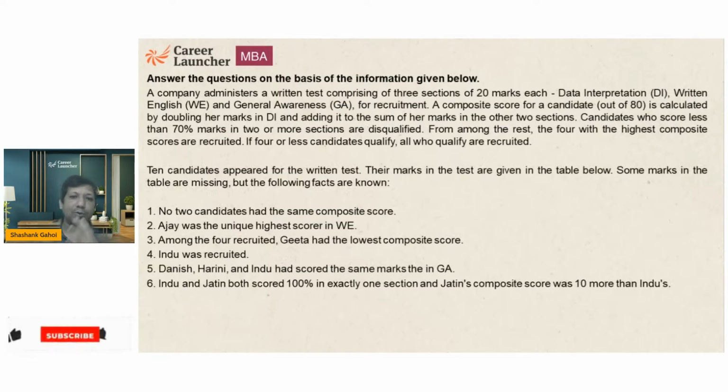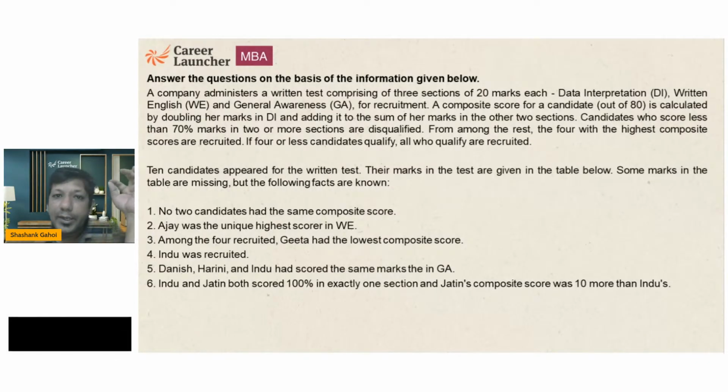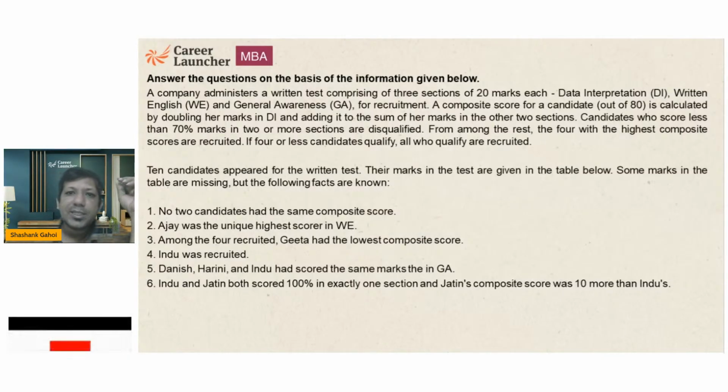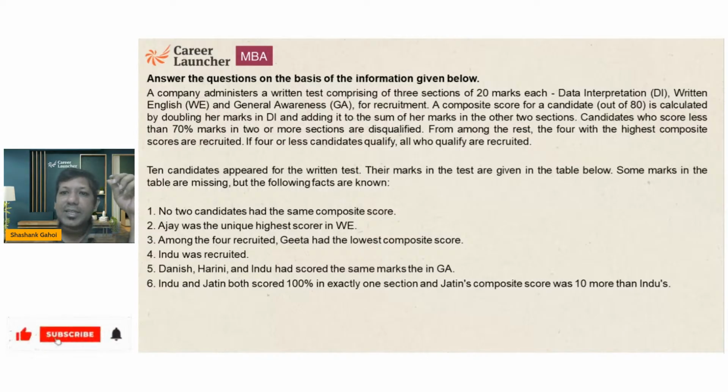ठीक है. Set 2 समझते हैं. Now, what does set 2 say? A company administers a written test comprising 3 sections: DI, written English, general awareness. ठीक है. तो 3 टेस्ट हैं 20 नंबर के. एक सेक्शन है दैट इज DI, सेकेंड सेक्शन इज written English. So I got 20 marks, 20 marks, 20 marks. So DI, written English, GA. So that is going to be 20, 20, 20.